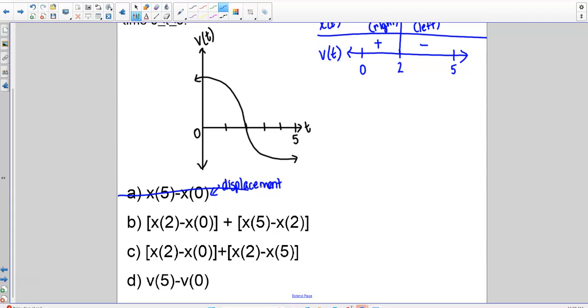so it's not A. Would it make sense to subtract velocity at 5 minus velocity at 0? That gives you the change in your velocity, but does that have anything to do with how far you went? I mean, not really, so D's not a reasonable answer either. Okay, here's what we've got to consider. B and C are very similar answers.